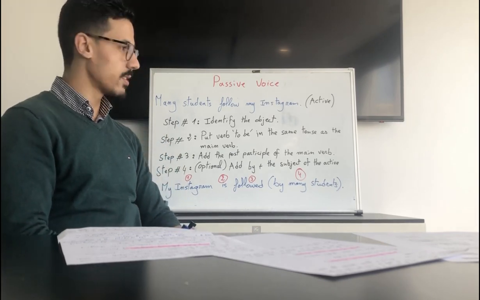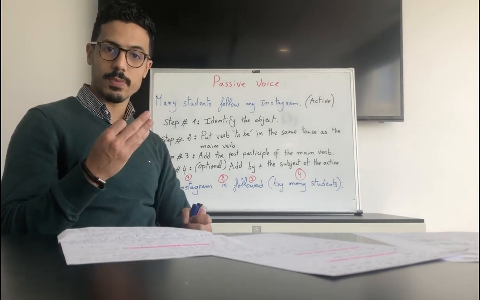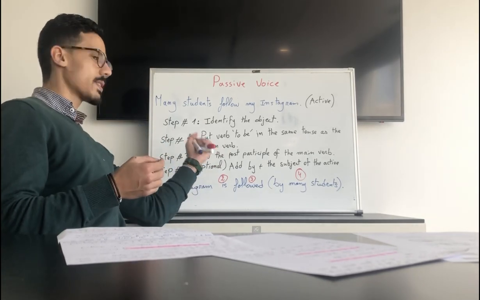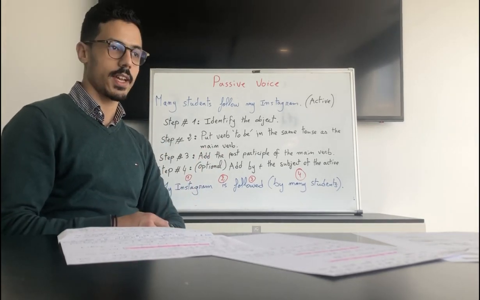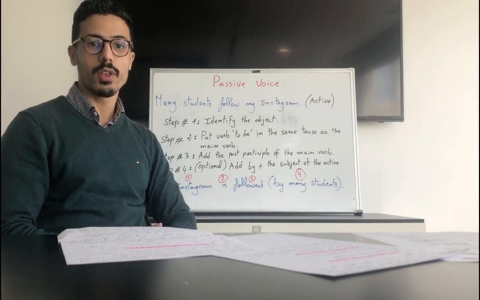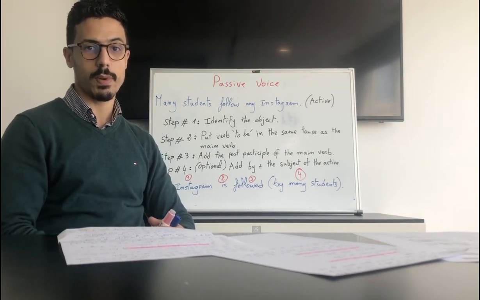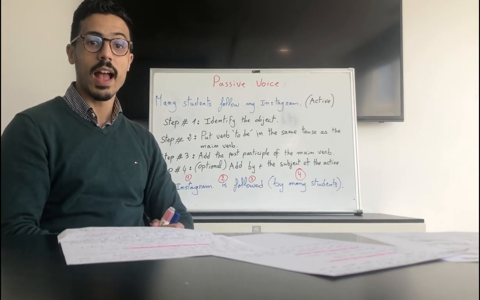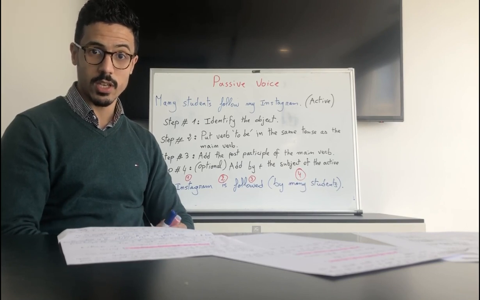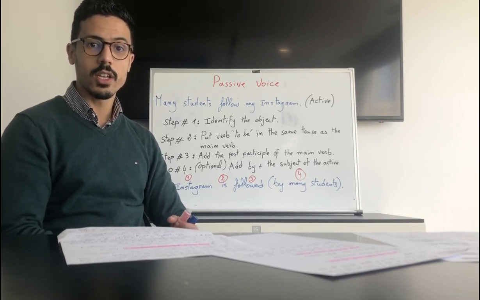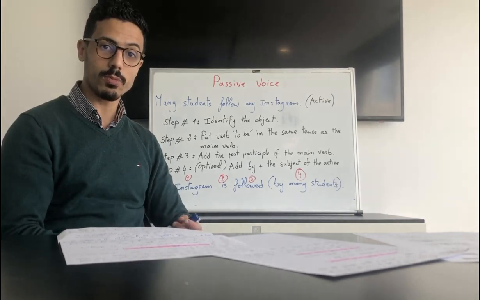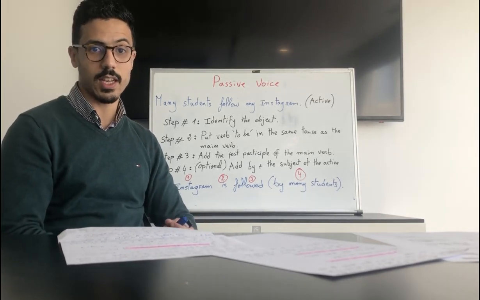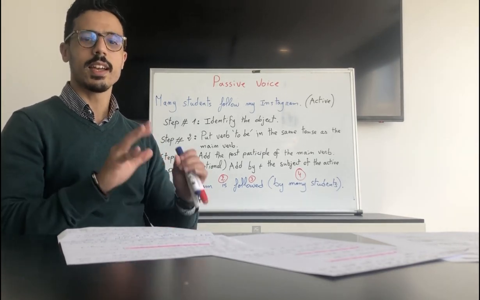The answer is we have 3 steps or 4 steps, the last one optional, that you have to follow if you want to change a sentence into the passive. The first step is to identify the object. You have to identify the object. How can we identify the object of the sentence, teacher? It's easy.